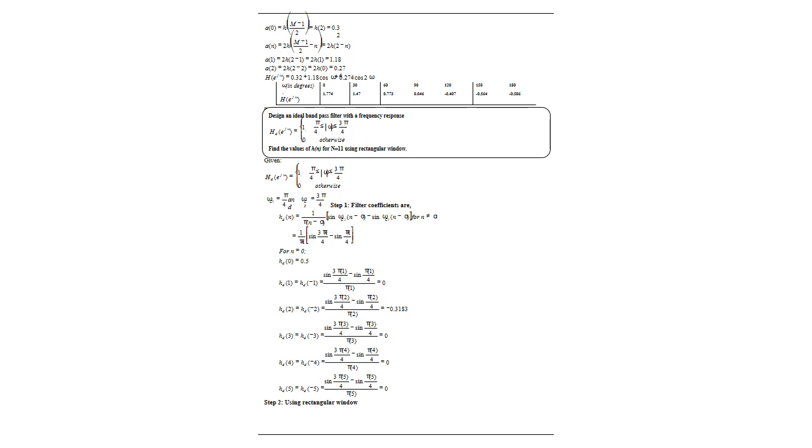Okay. So next, step 2, we have to find the rectangular window values. So WR of n is equal to 1 for modulus n less than or equal to modulus m minus 1 by 2, and 0 otherwise. So that is equal to 1 for minus 5 less than or equal to n less than or equal to 5. So WR of 0 is equal to 1. Up to 5 we have to find out the answers.